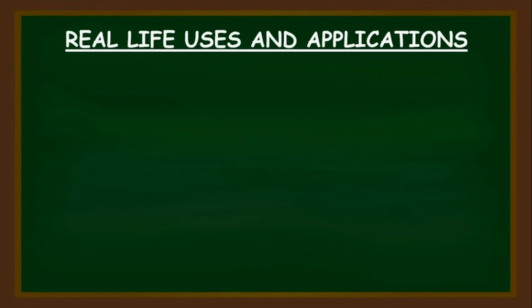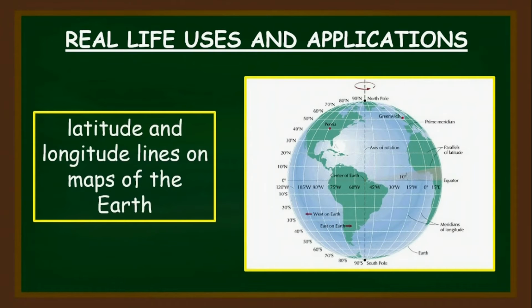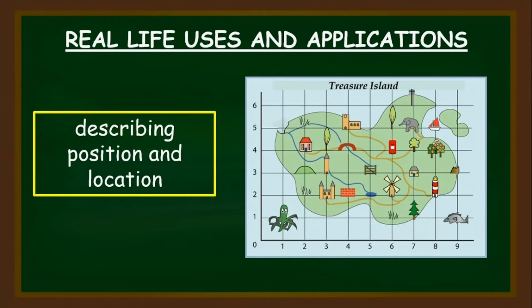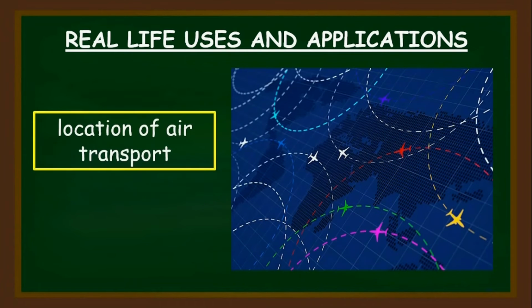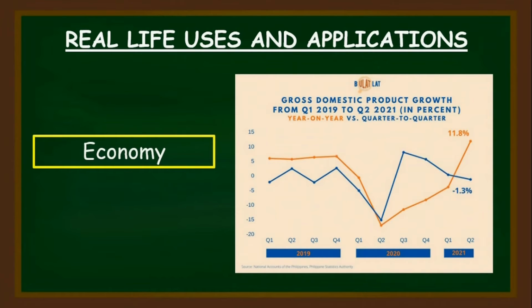And here are some of the real-life uses and applications of rectangular coordinate system. It can be applied in latitude and longitude lines on maps of the Earth. And it can also be used in describing position and location. And also it can be used in locating air transport, as well as it can be applied in our economy.